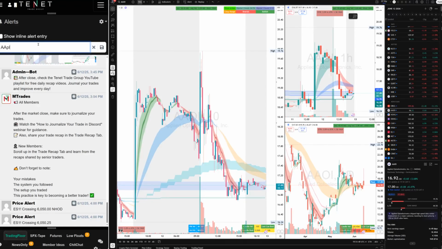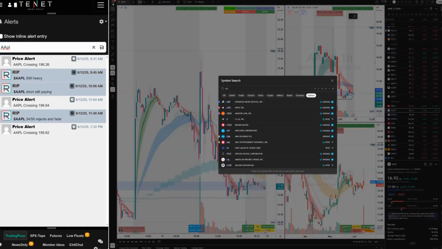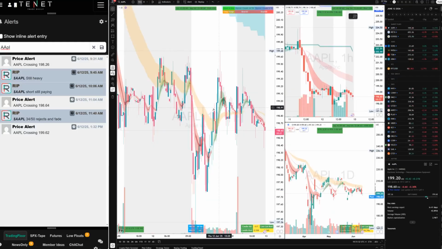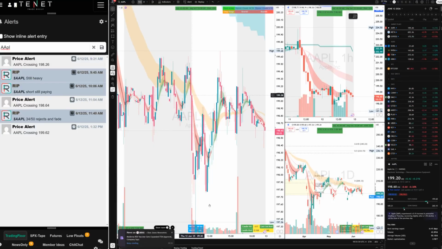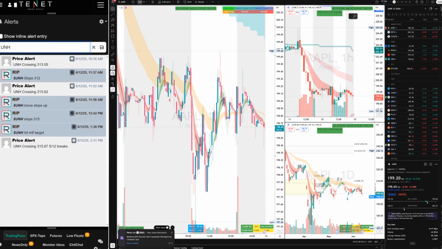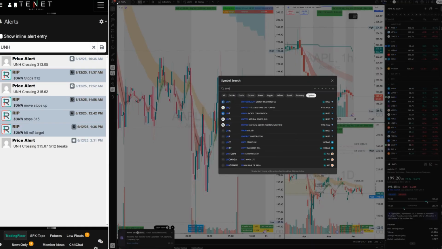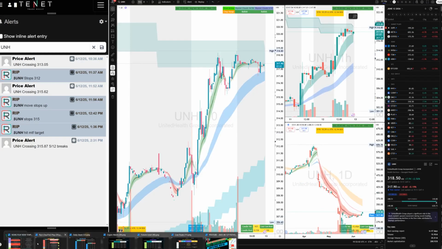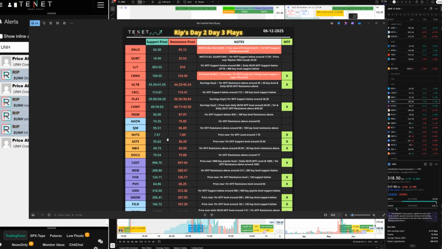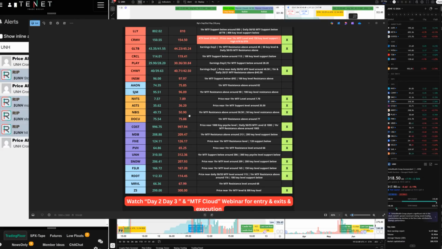So anyways, a few more plays. Apple was a short today. Why was it a short? Because it was breaking into the clouds, choppy, nothing special. We had UNH. UNH was our long. Why was UNH our long today? UNH was our day 2 setup, and a lot of the traders in the community were on UNH today. So let's see here. There you go, UNH our day 2 setup.